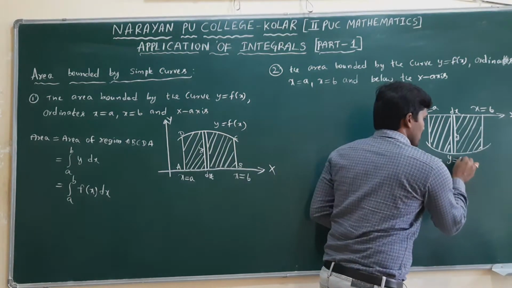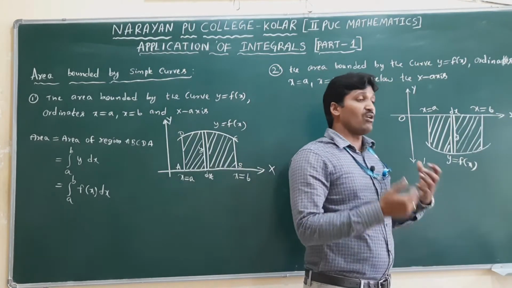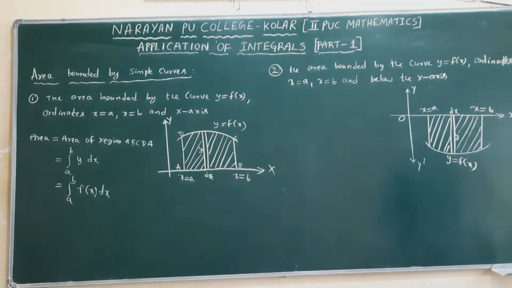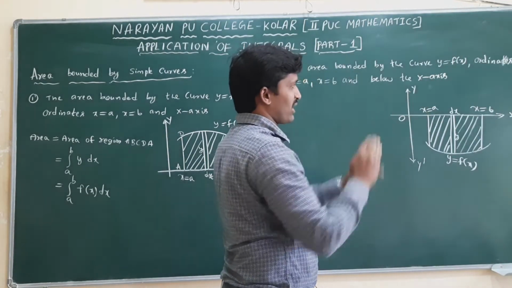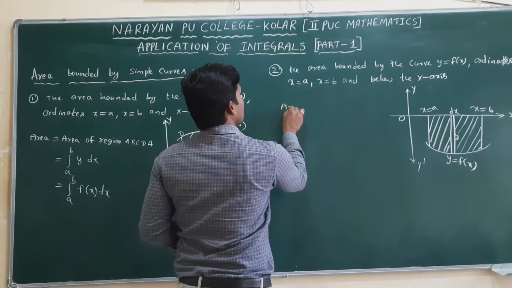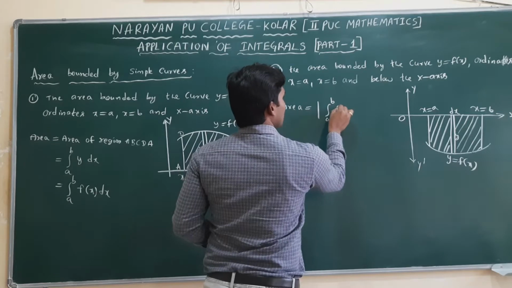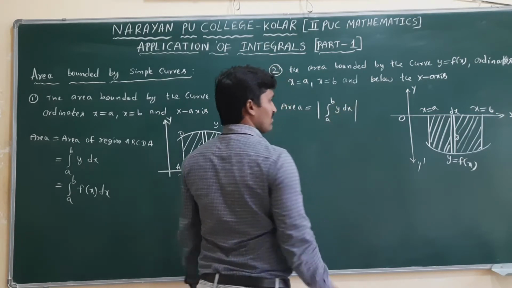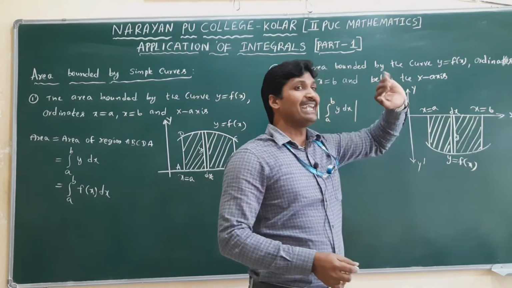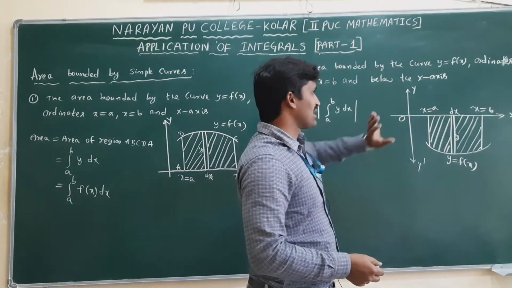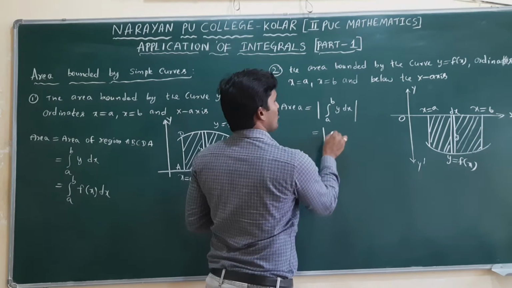Now this is the curve y is equal to f of x. Now the value becomes negative, but ultimately the area we need to get is always positive. For that we are taking the modulus of this region. Area equal to modulus of integral a to b y dx. Why take the modulus? If you directly find the integral a to b, a negative value will come, but area is ultimately always positive. To get the positive, absolute value, we are taking the modulus.